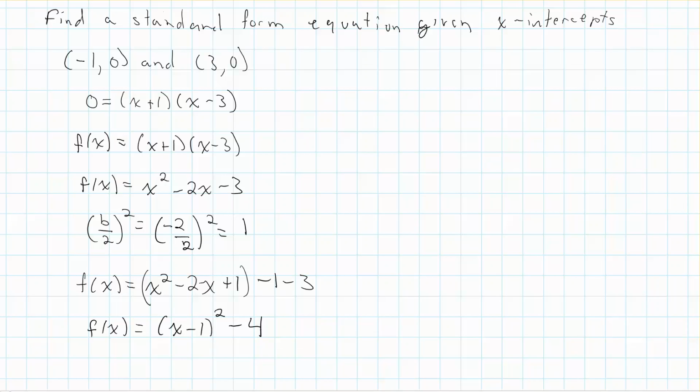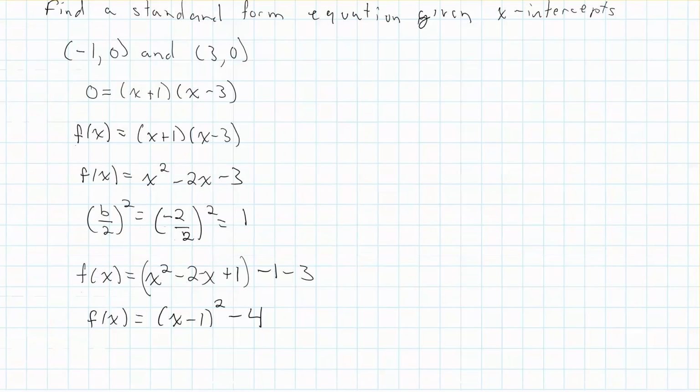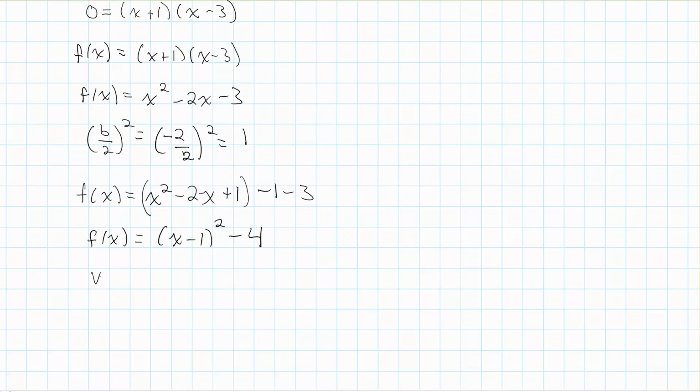And then we can see from this that the vertex is (1, -4) and the axis of symmetry is x equals 1. Now, we haven't done this in a while, so let's go ahead and sketch this here.